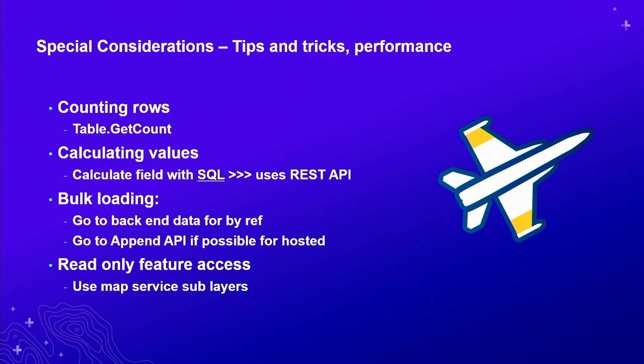For bulk loading or bulk updating, if possible, go to the backend geodatabase for appending or updating your services that are published by reference. For hosted data, consider using the append API from the portal. Finally, if you want to provide read-only access to data in your enterprise geodatabase, you can use map services, the sublayers from map services, by adding them individually in Pro. This gives you read-only access to perform analysis without the overhead of also running a feature service.